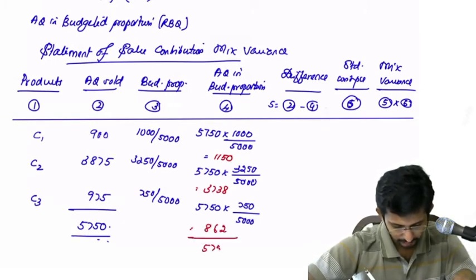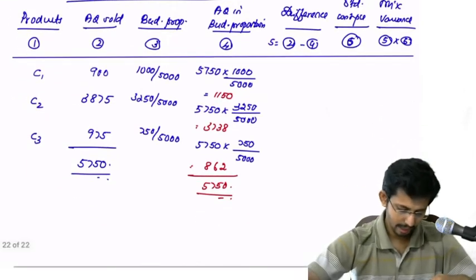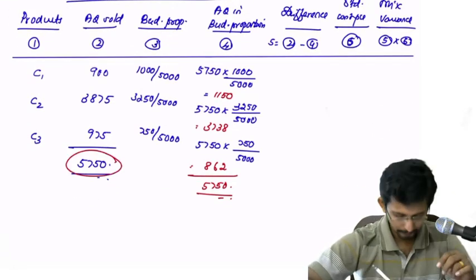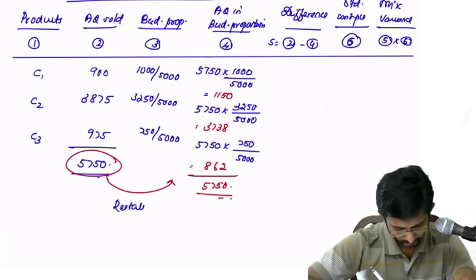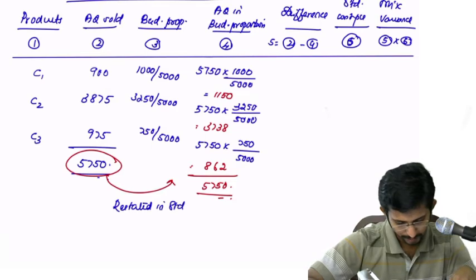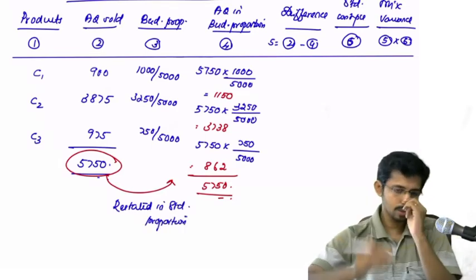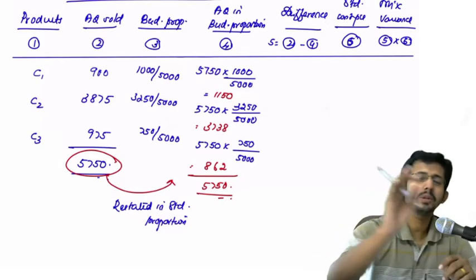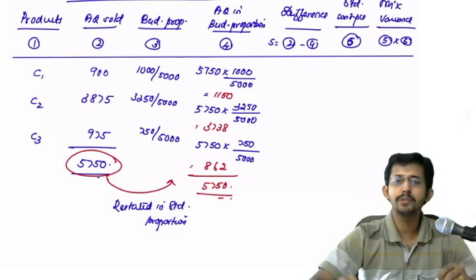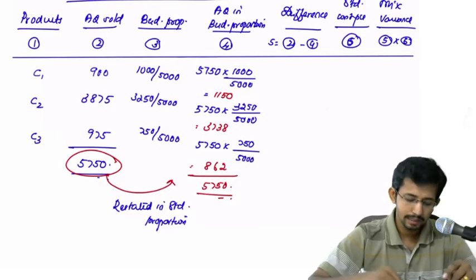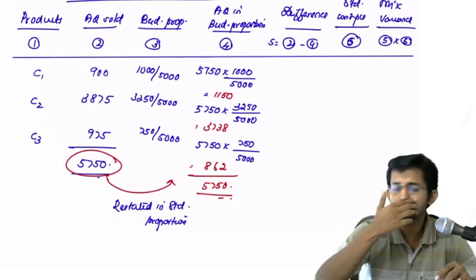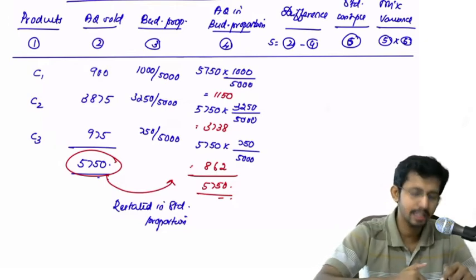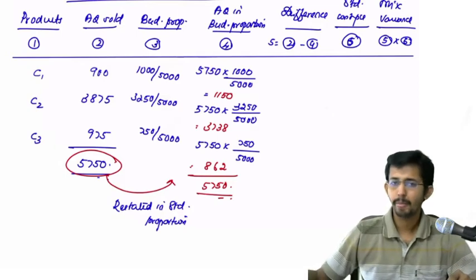Total again 5750. So what we are doing here, this is the total actual quantity restated in standard proportion. Okay, you sell more units. Your budget was only 5000, but you sell 5750. Okay, agreed. But that increase, or this entire 5750 units sold, should be in the proportion which is as per the budget. Okay, that is the requirement.